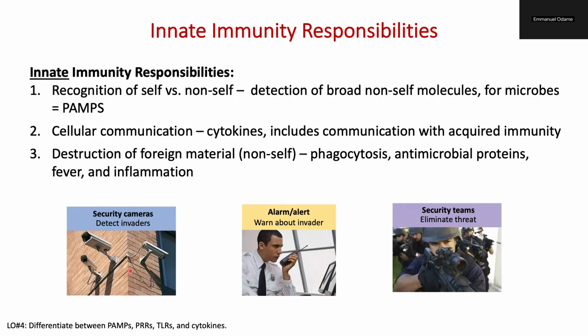So just a short recap. Your innate system is like your security cameras. They see the invaders, and then they call or phone to warn that there is an invader present. Then a security team is sent in, which will be discussed much more. That can be your white blood cells coming in with phagocytosis, coming to get rid of anything present.